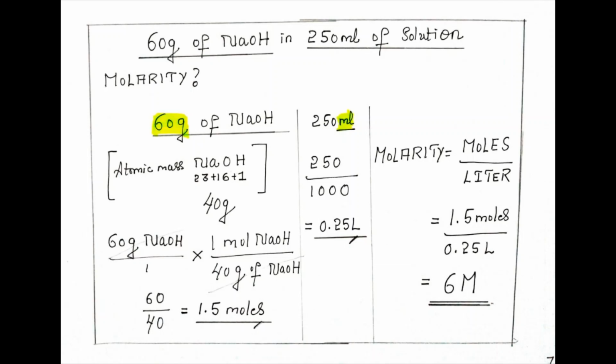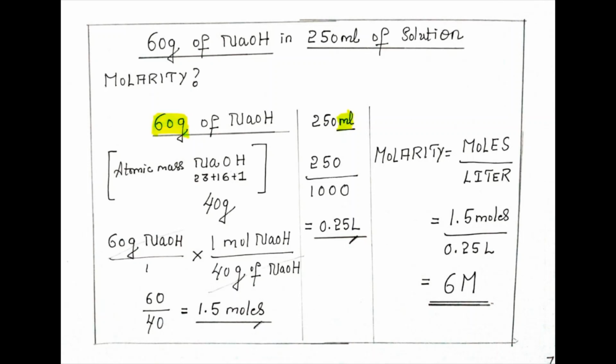How to convert? Write down NaOH. It is Na plus O plus H. It is atomic mass. Na 23 sodium. Oxygen atomic mass 16 and atomic mass of hydrogen 1. So if you add, you will get 40 gram. So 60 gram of NaOH and 1 mole of NaOH is 40 gram. So if you do the calculations, it's 60 by 40 or 3 by 2 and 3 by 2 is 1.5 moles. So the basic thing is first you have to convert gram into moles.